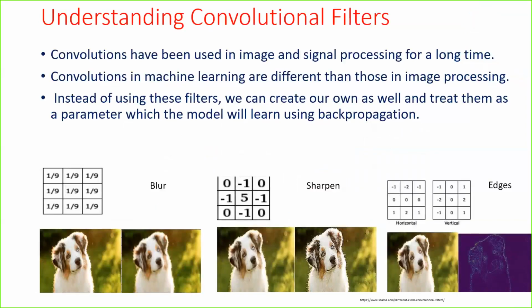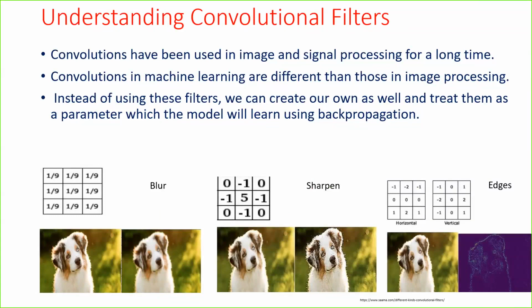Okay, so let us try to understand the intuition behind these convolutional filters. The concept of convolution has been there for a long time in image processing as well as in signal processing. But convolution in machine learning is a bit different from that in image processing. So what is the difference?